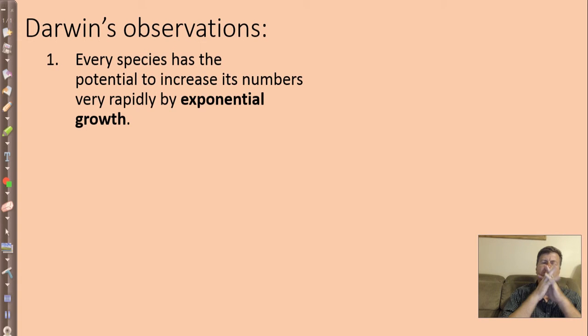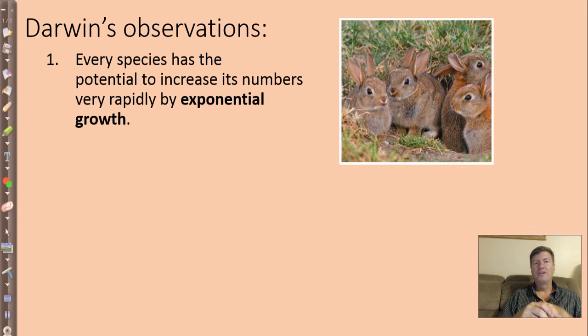Darwin said, you know, every species has the potential to increase its numbers exponentially, has the potential to have large numbers of individuals.